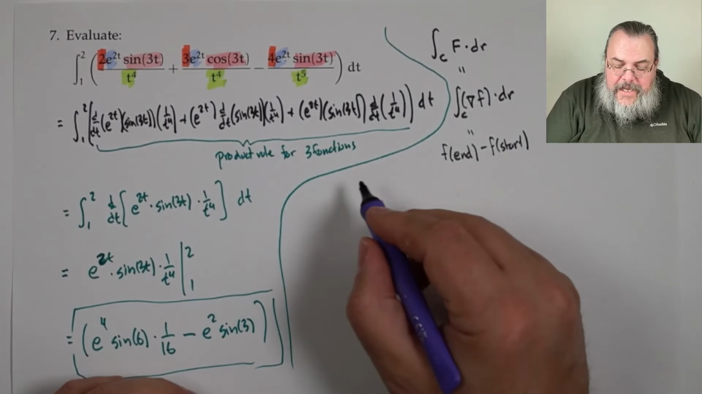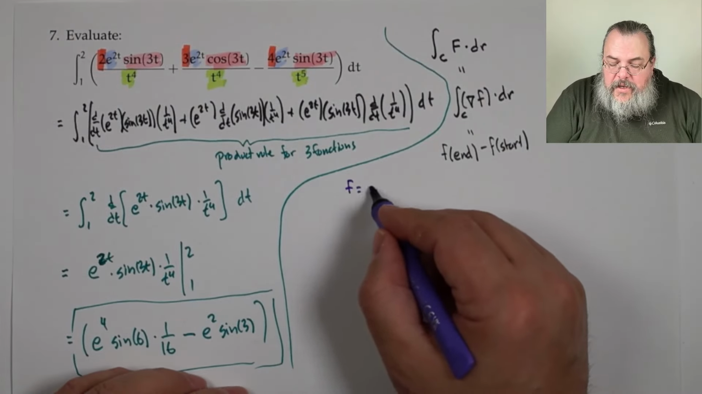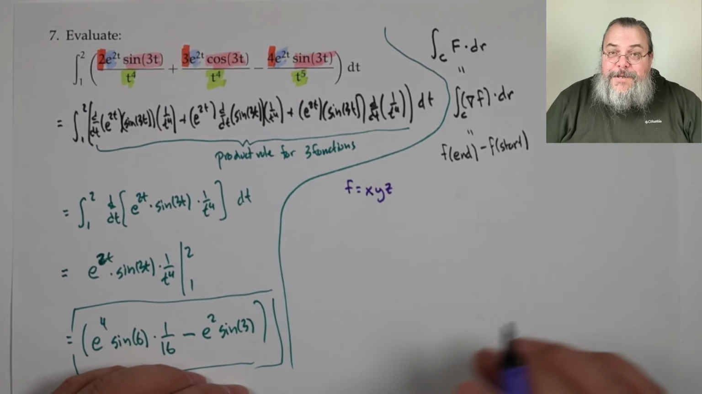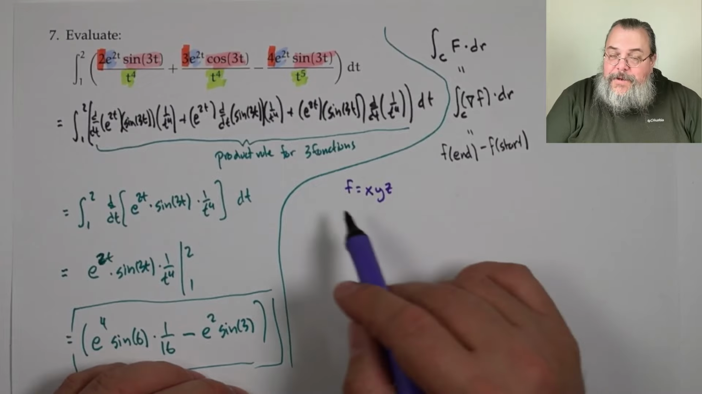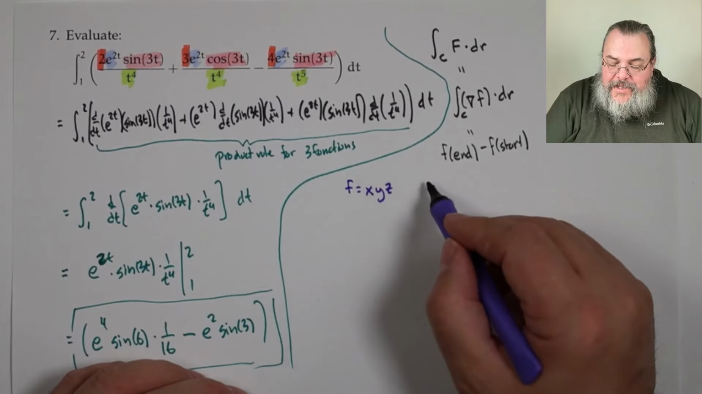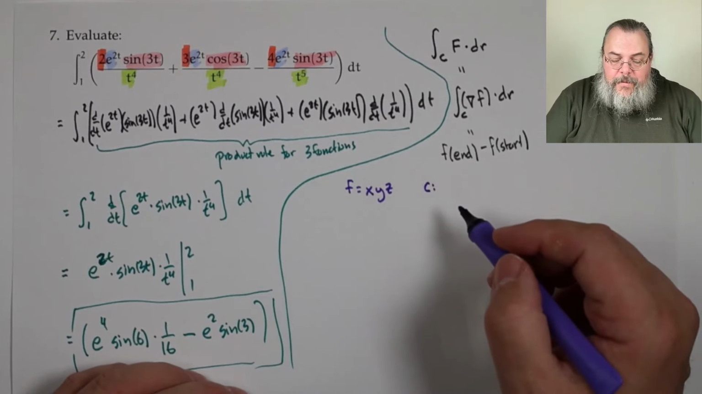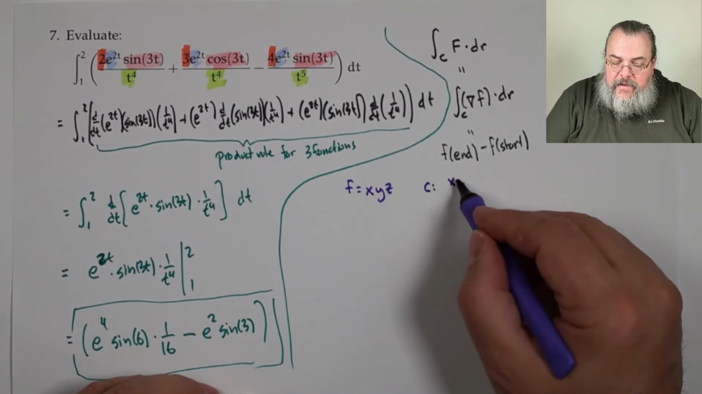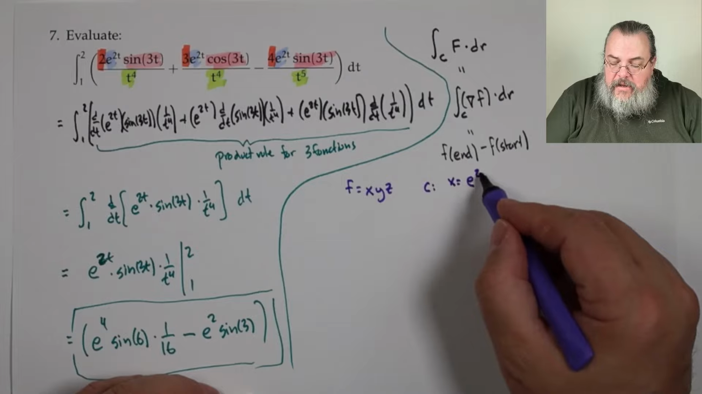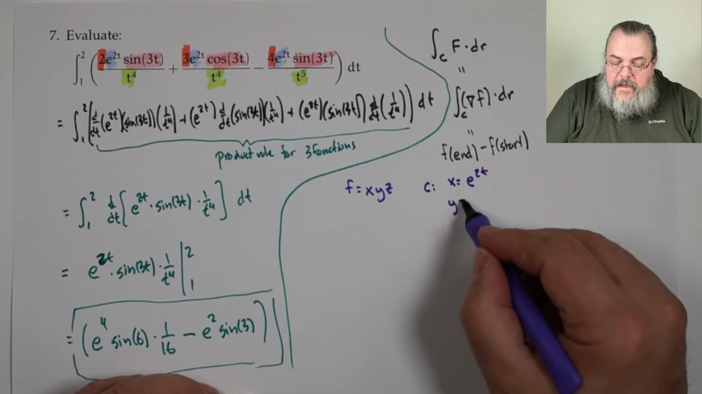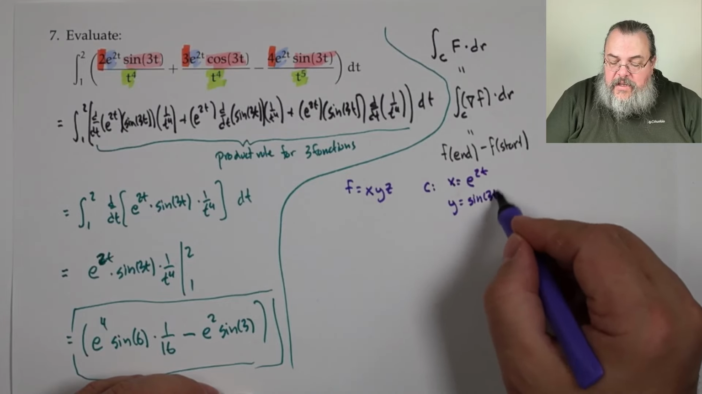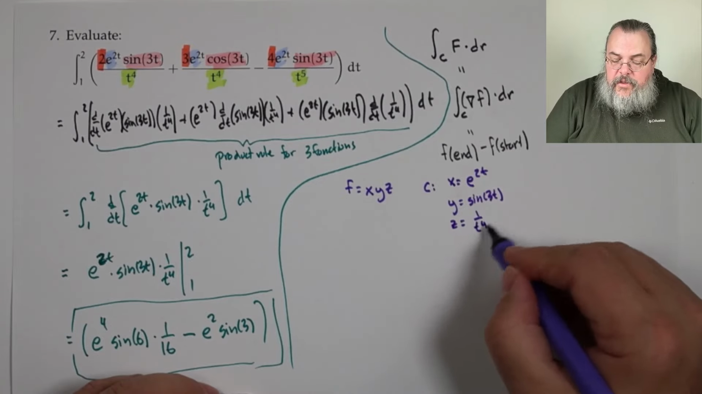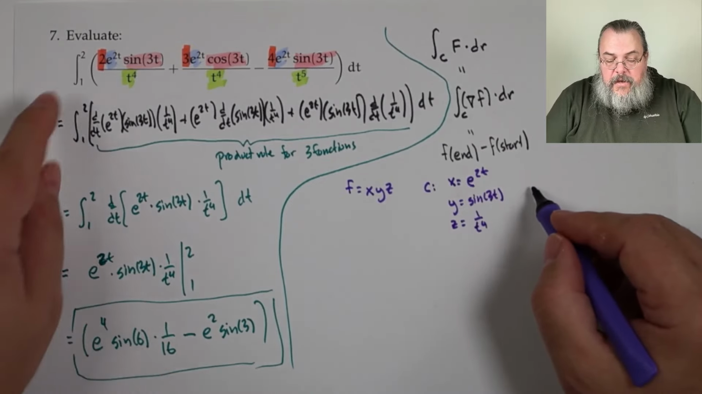So the function f that we're going to work with, we're going to call it xyz. Right? That's a pretty clean function. What's the curve? Well, what we're going to do is we're going to have x, that's going to be our e to the 2t, our y, that'll become our sine of 3t, and our z, that's going to become our 1 over t to the 4th, and that's going to be for t from 1 to 2.